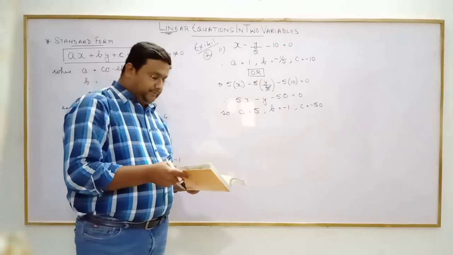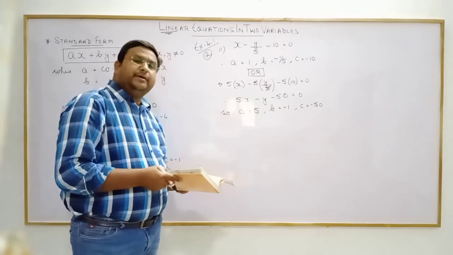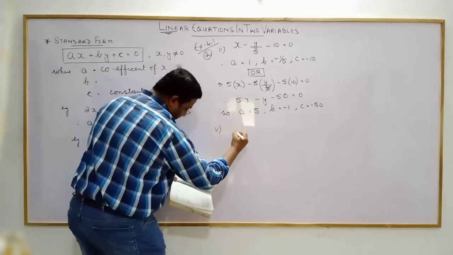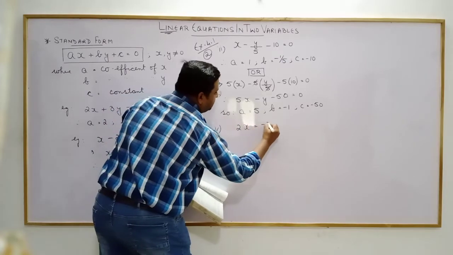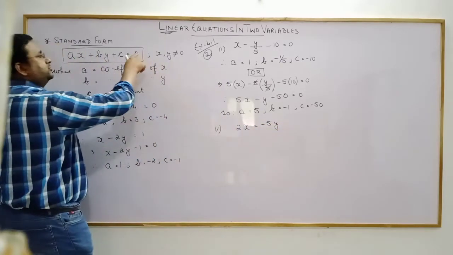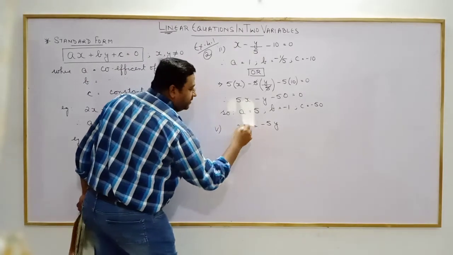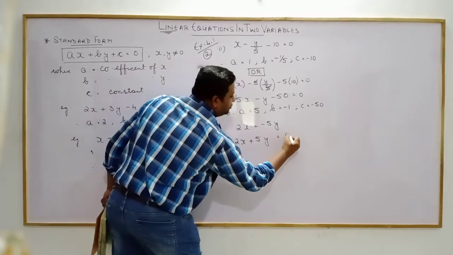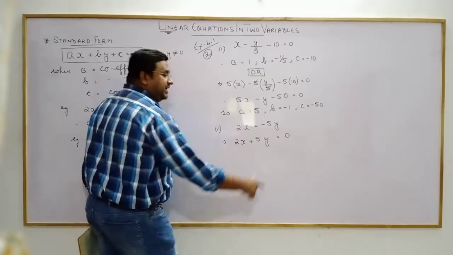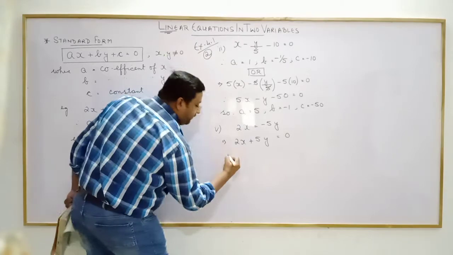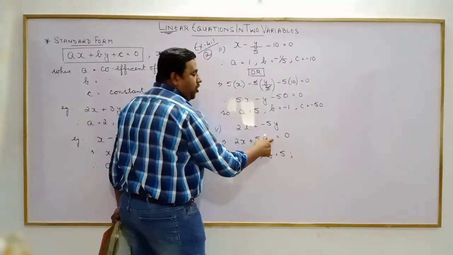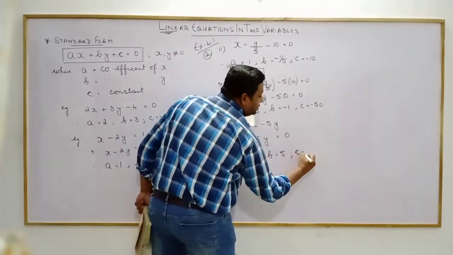Fourth and fifth, you will find the variables are on different sides. Let us talk about the fifth. 2x is equal to minus 5y. So let us transpose and get it equal to 0. Minus 5y comes out, what does it become? Plus 5y. 2x plus 5y is equal to 0. Is it in the standard form? Yes, sir. So a is 2, the coefficient of x, b is 5, but there is no constant term. So c is equal to what? 0.